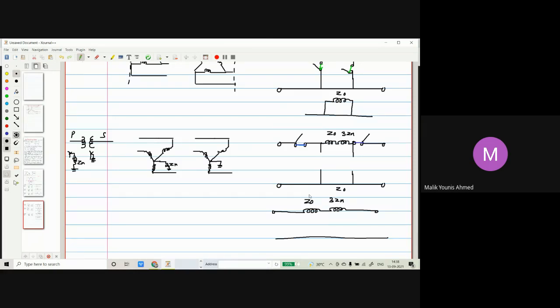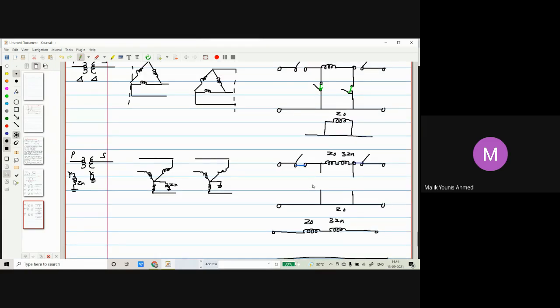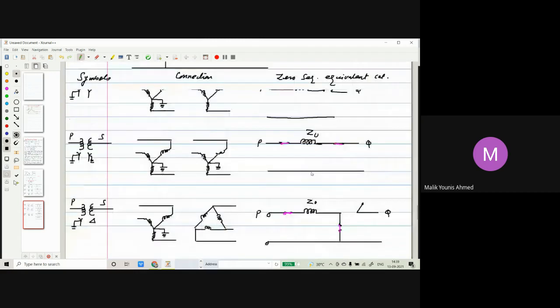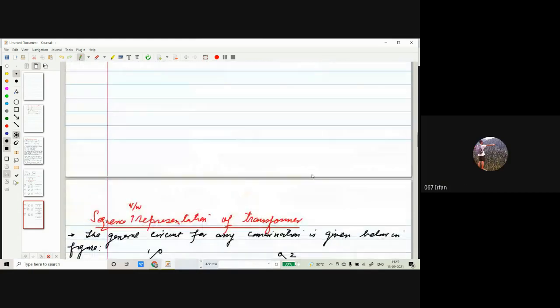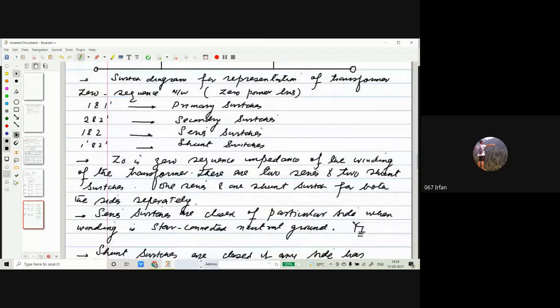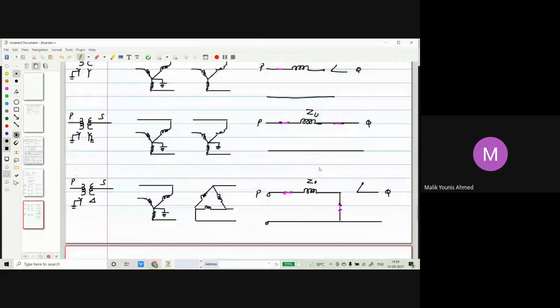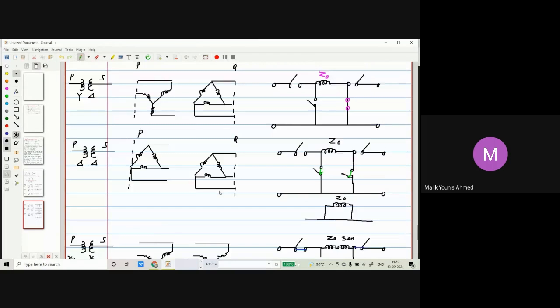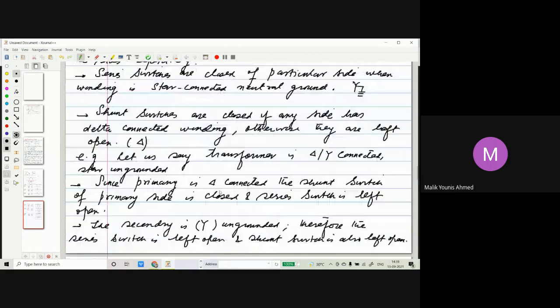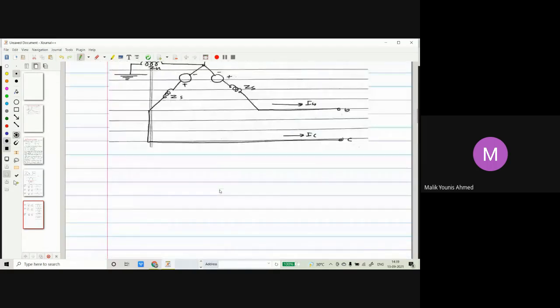So this was a very important point. So that's all. That finishes the combinations of various transformers. If you have been given the windings, how we can draw different types of windings. For sequence networks, how we can draw it. So that's all for this topic. I think we still have 10 minutes.